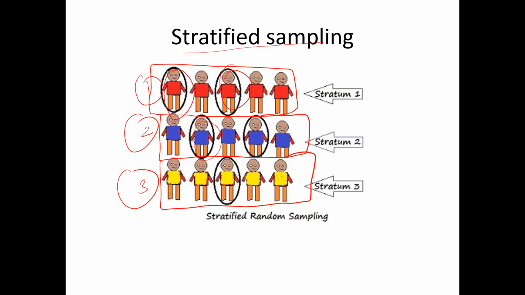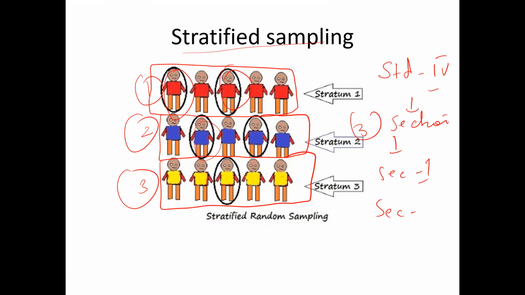I'll give you another example. For example, standard 4, there are 3 sections. Section 1, section 2, and section 3. In each section, you randomly select 20 individuals. This is for stratified sampling. Each section becomes a stratum.